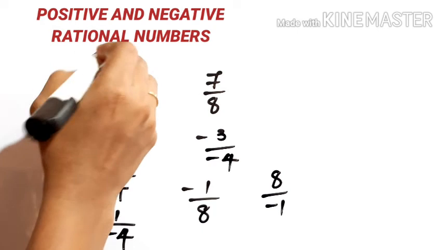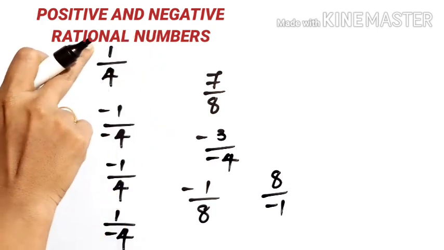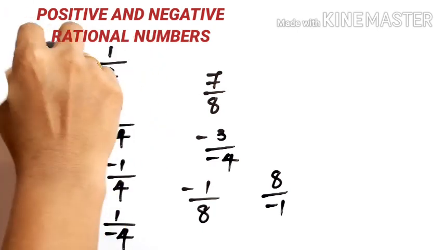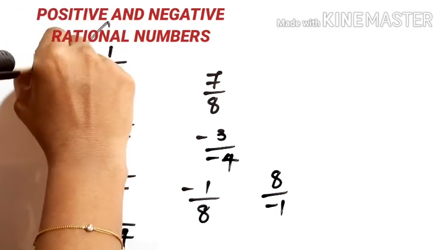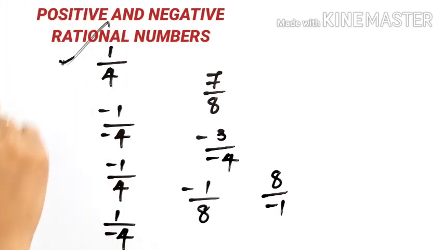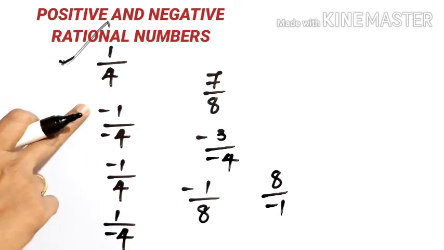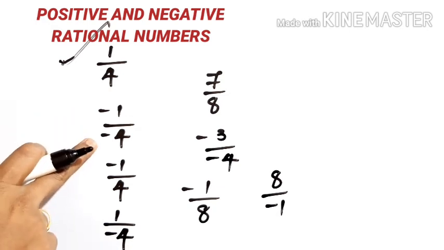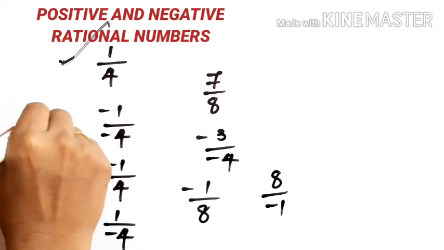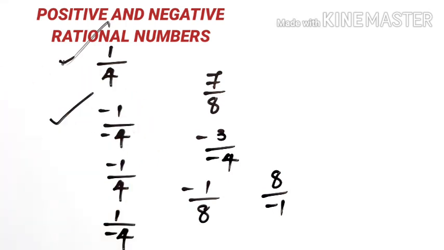For example, 1 by 4. Here, positive 1, positive 4. It is an example for positive rational number. Here, negative 1, negative 4. Negative, negative. Same sign, right? So, this is also an example for positive rational number.